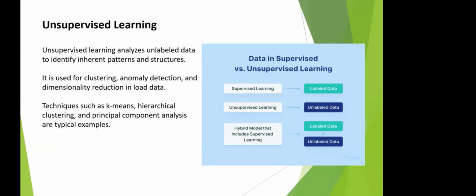In the case of load forecasting, unsupervised techniques like clustering, anomaly detection, and dimensionality reduction in load data are all required. For example, k-means clustering can group days with similar electricity consumption patterns, such as weekdays versus weekends, while principal component analysis, popularly known as PCA, can reduce the data dimensionality to highlight the most influential features. These methods are particularly useful when labeled data is scarce or when exploring unknown patterns in the data.